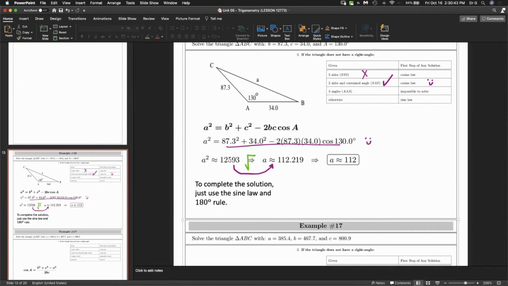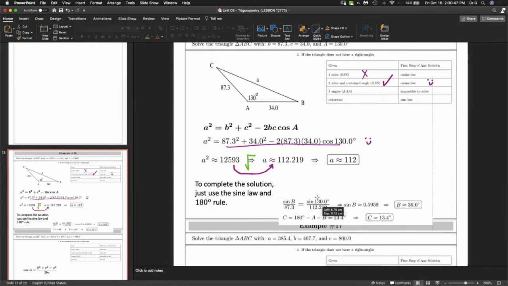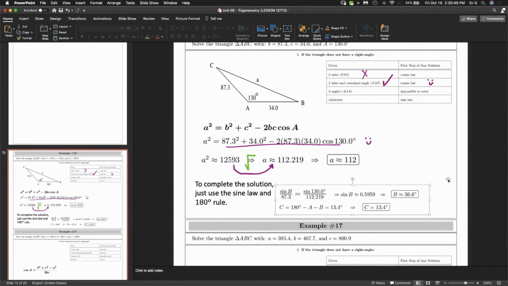So I'm just going to write down the rest of the solution here, but I'm not going to discuss it. For the rest of this solution, people, I'm not going to discuss that part because it's sine law. And we've done that a few times already earlier in the lesson. So what you see is once you get past the first step, the rest of the solution is the same.